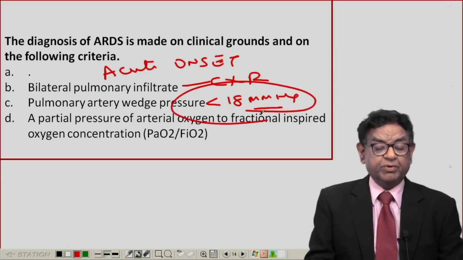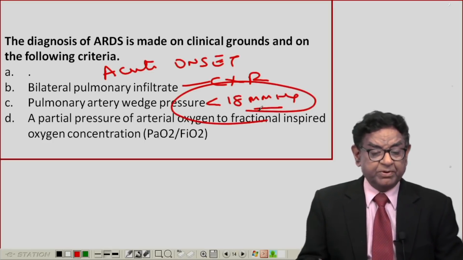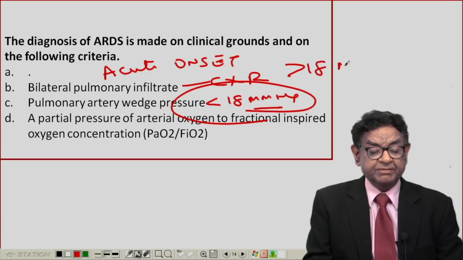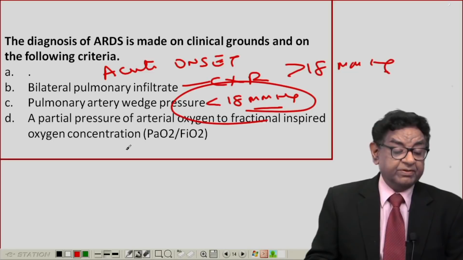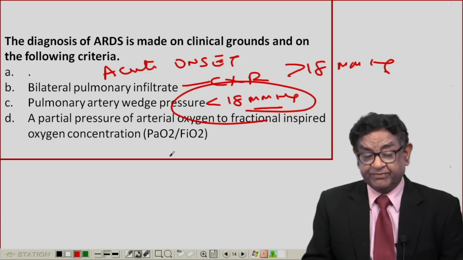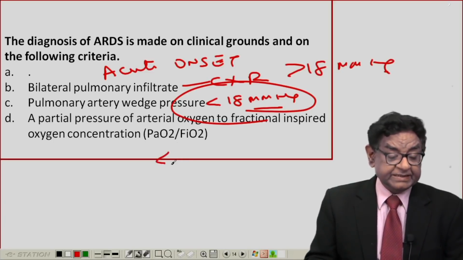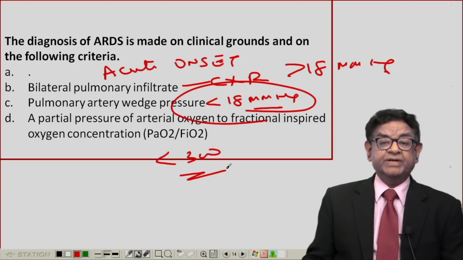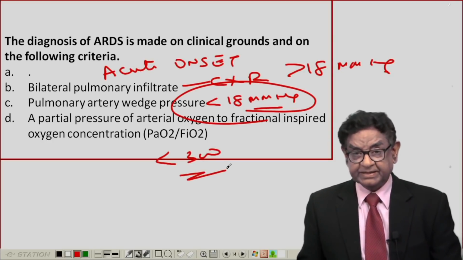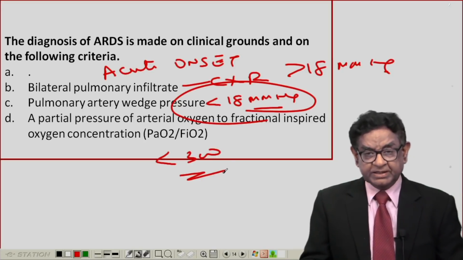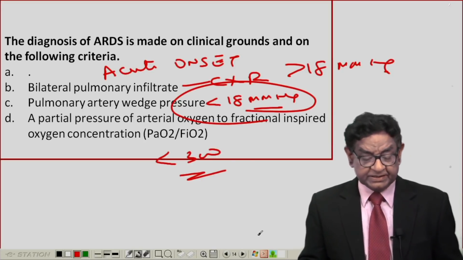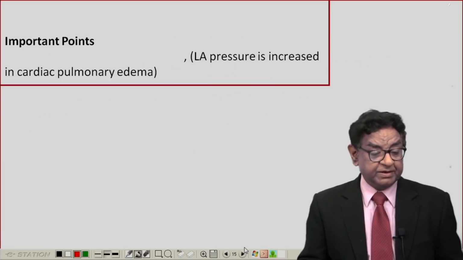It's a very important point to know, because in cardiac pulmonary edema, this is more than 18 millimeters of mercury. Okay, and the ratio of partial pressure of oxygen to FiO2 is less than 300. This is how we diagnose a case of ARDS. Just remember, when the ratio is 300, it's mild ARDS. Less than 200 is moderate, and less than 100 is severe. This is a quick revision.